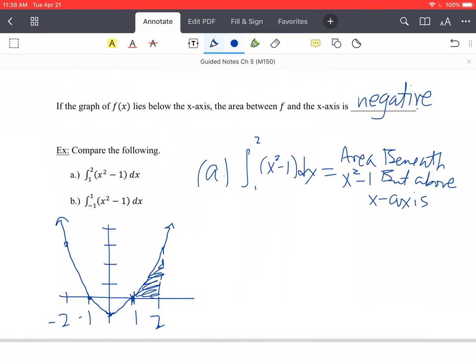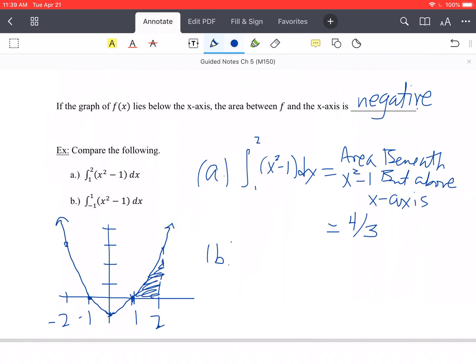And we could get an approximation for it. I'll just tell you what it is. This actual area is 4/3, or 1 1/3. And we can get that using technology at this point, but we will see how to do that later on.